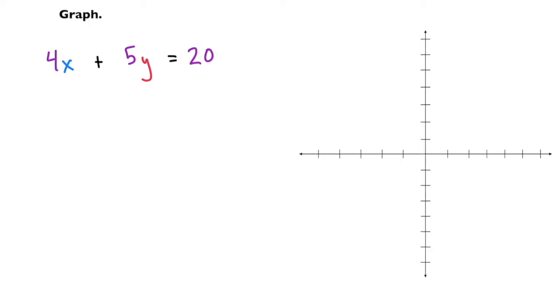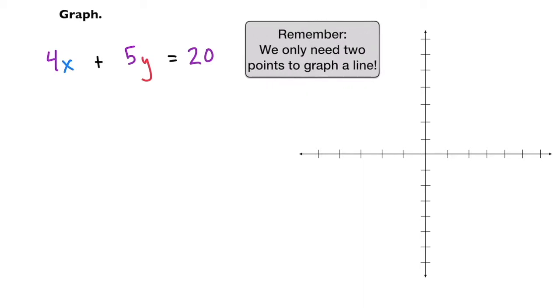If we're asked to graph this equation, 4x plus 5y equals 20, you'll notice this is in standard form. And this is one of the uses of standard form, is that we can use this equation to graph by intercepts. So here's our coordinate plane. And remember, we only need 2 points to graph a line, so having an x-intercept and a y-intercept is great because I know at some point almost every line will cross the x-axis unless it's just a horizontal line.